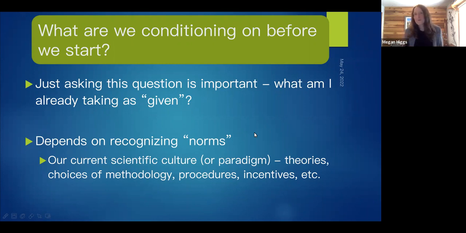And I think we just don't quite talk about it enough in general as statisticians or scientists, or decision makers. And I think a lot of this depends on recognizing the norms in which we are living. By norms, I'm really thinking about our whole scientific culture, which I could call a paradigm. There's a lot of different definitions and meanings for paradigm, but I like this version of it. By it, I mean the scientific theories, the choices of methodology, the procedures we're using, the incentives, and I'll talk a little bit more about this as well.